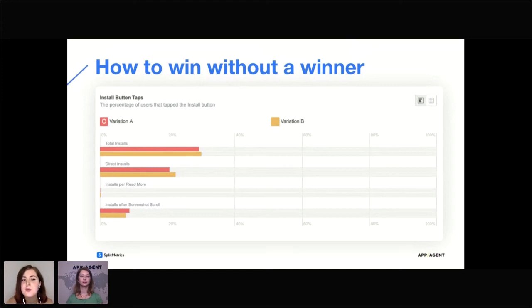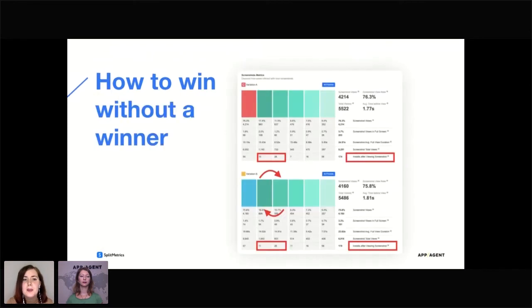Then installs per read more. Normally, this metric doesn't exceed 1%. If it's above the benchmark, you have to think of A/B testing your description as well. In the screenshot tab of our platform, actually, there are even more stats related to visuals. In the following example, clients A/B tested two screenshot galleries that differed in the first screenshot only.